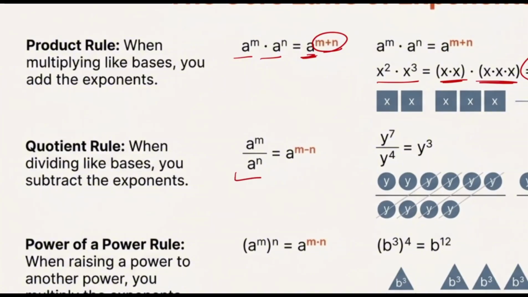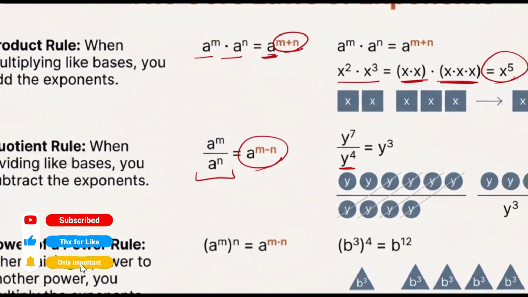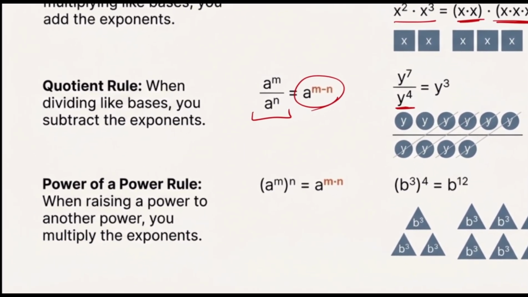It means that when we have something like a to the power m divided by a to the power n, the only thing we have to do is subtract the n, the one in the denominator, from the numerator. And we have a to the power m minus n, like this question itself. And we have another rule, a power rule.